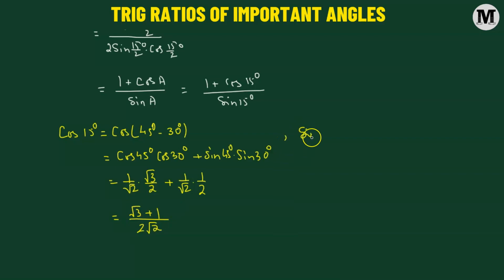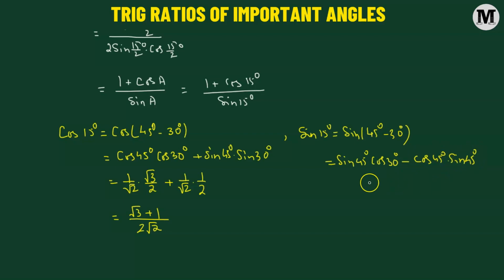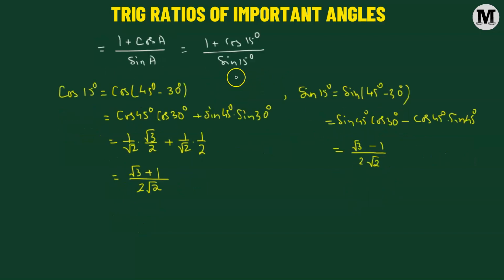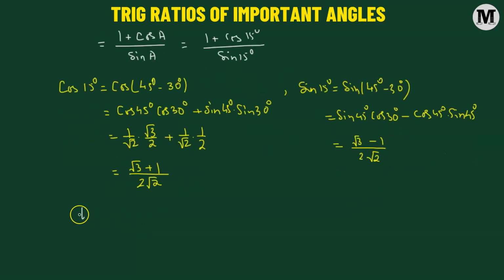Similarly, we can find out the value of sine 15 degrees. So sine 15 degrees will be sine of 45 degrees minus 30 degrees. Expanding, we should get sine 45 degrees multiplied by cosine 30 degrees minus cosine of 45 degrees times sine of 30 degrees, which will be equal to square root of 3 minus 1 divided by 2 times square root of 2. We'll substitute this value. We were working with tangent of 82.5 degrees, which we found was equivalent to 1 plus cosine 15 degrees divided by sine 15 degrees.